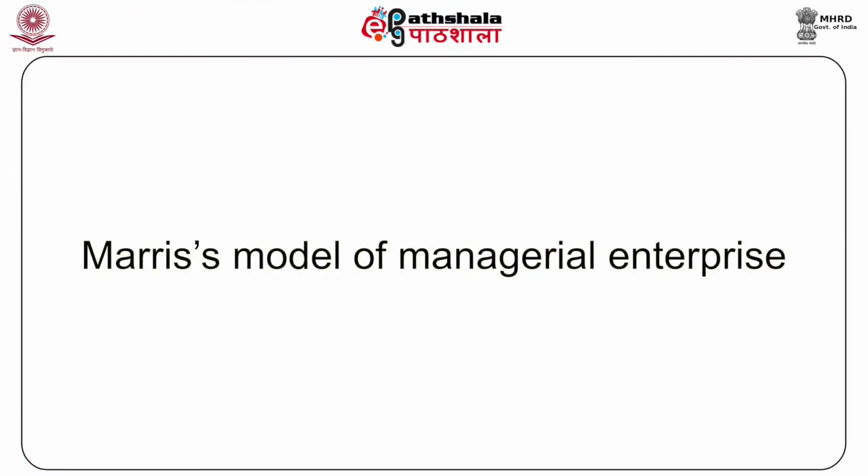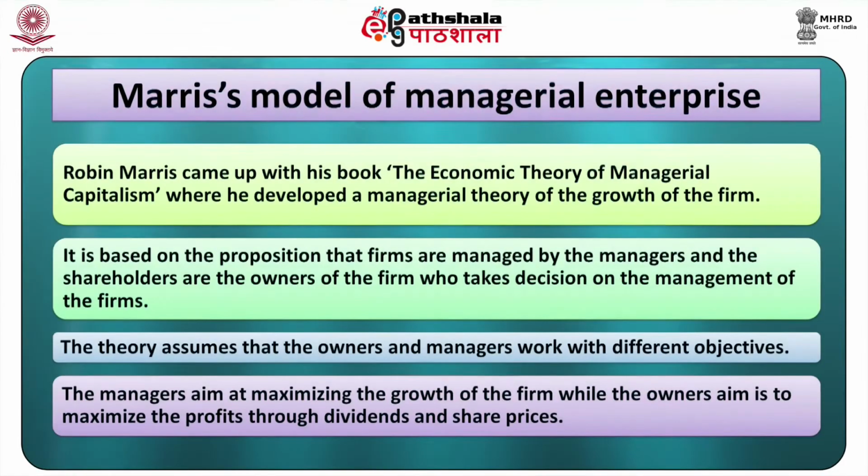Marris's model of managerial enterprise. In 1964, Robin Marris published a book entitled The Economic Theory of Managerial Capitalism, where he developed a managerial theory of the growth of the firm. It is based on the proposition that firms are managed by the managers and the shareholders are the owners of the firm who take decisions on the management of the firms.